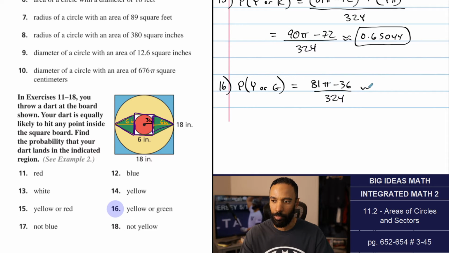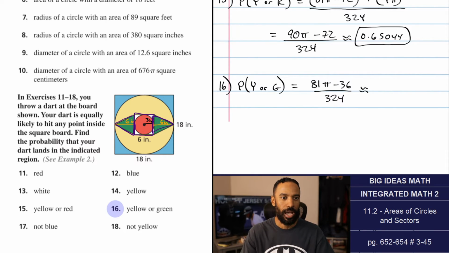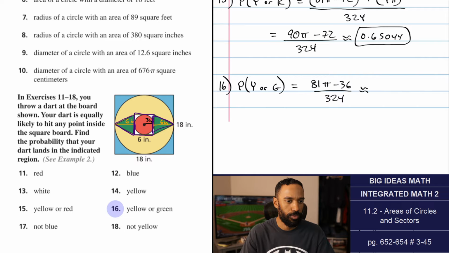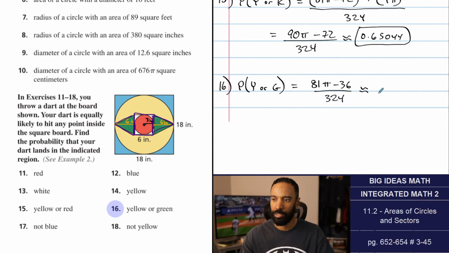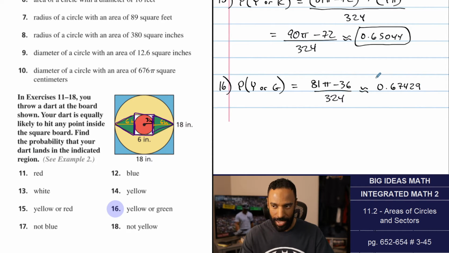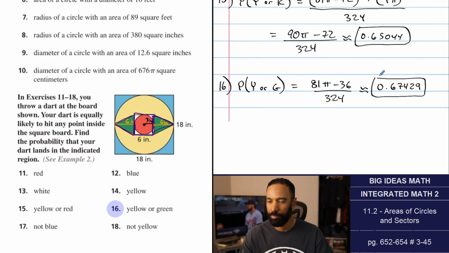Once again, these could have all reduced as fractions, I guess. 81 pi minus 36 over 324. 0.674287. 0.67429 by kicking that 87 into a 9.